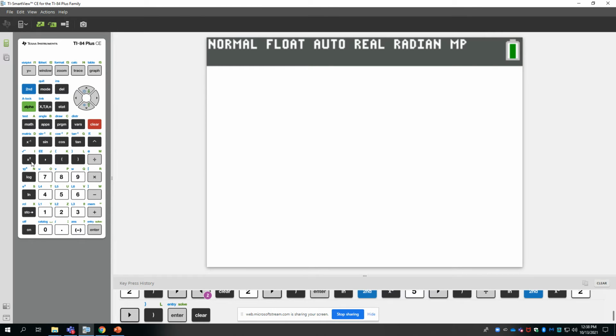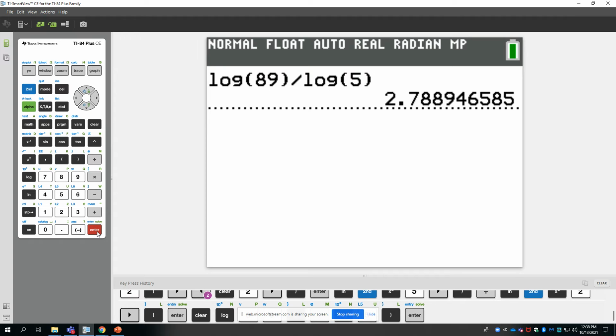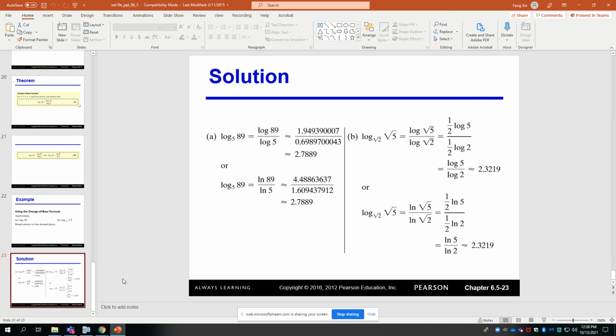Let's try common log. This is the symbol for common log. If it doesn't specify the base, the default is 10, and we call it common log. Log 89, close parentheses, divided by log 5, close parentheses, and then press enter. If we keep 4 decimals, we round it to 2.7889. Let's check the PowerPoint.